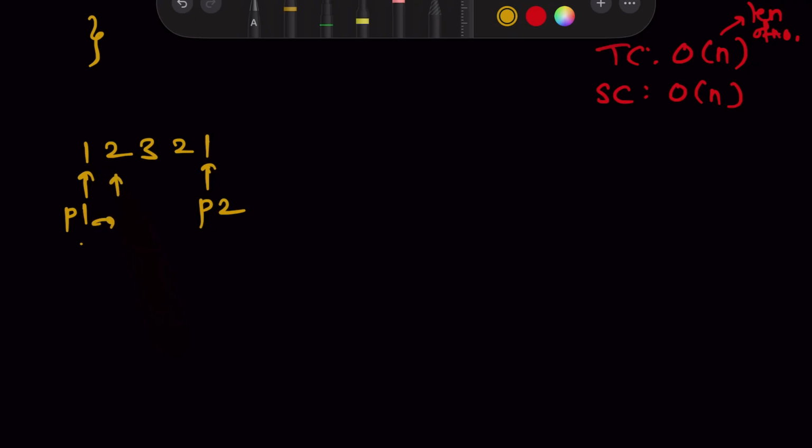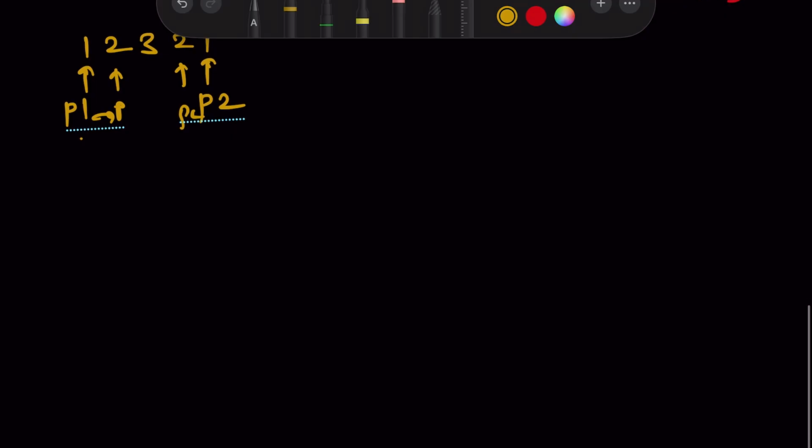Then P1 comes here, P2 comes here. And this way, we can optimize the algorithm to big O of n only, and also the space is big O of n, just that you don't need extra space to store the reverse string, right? Let's have a quick look at the code as well.